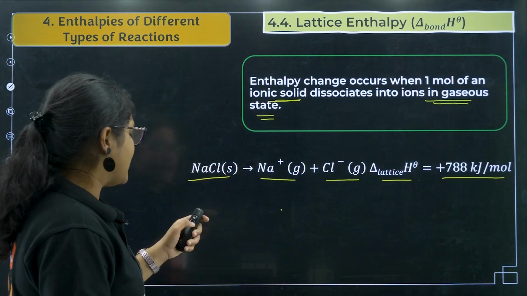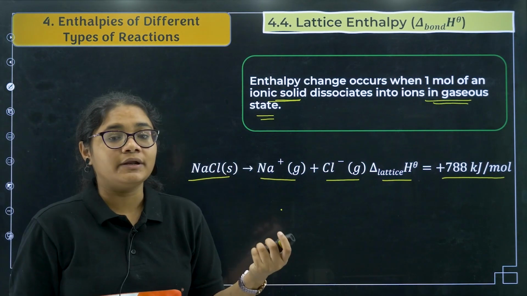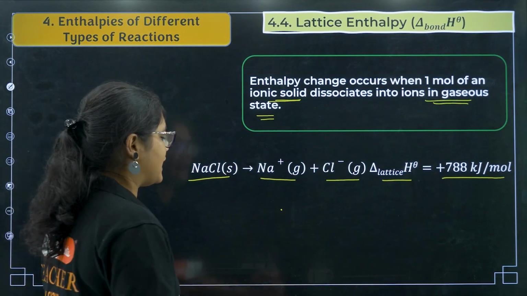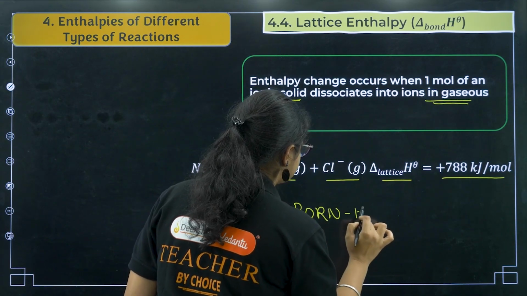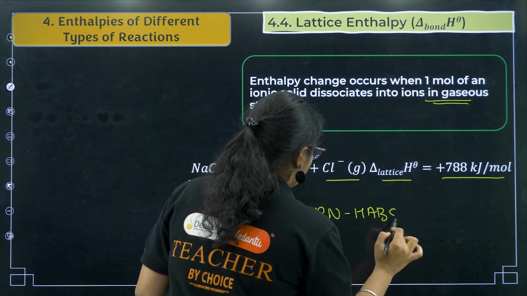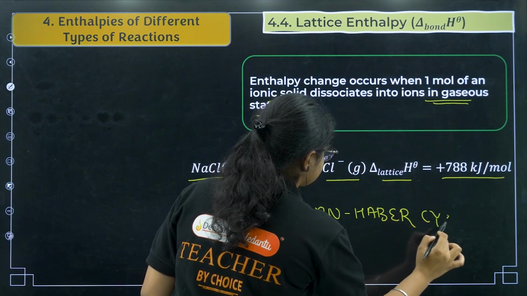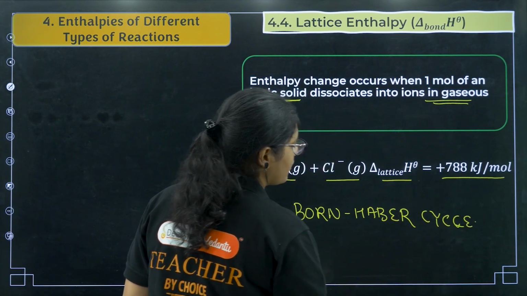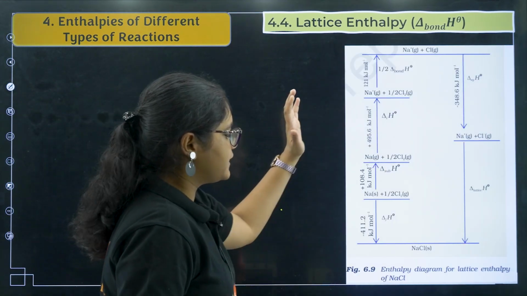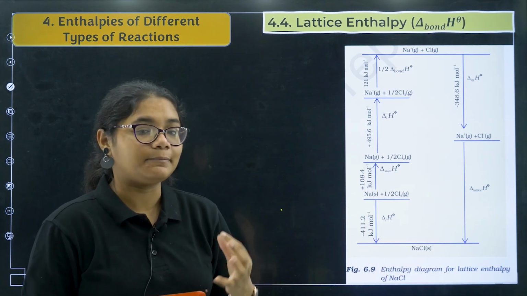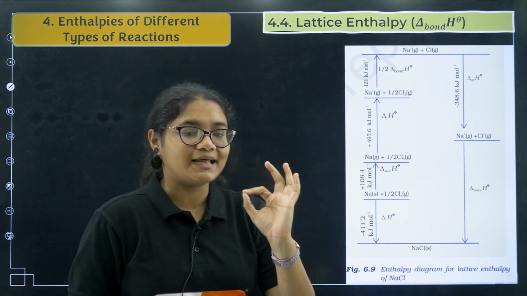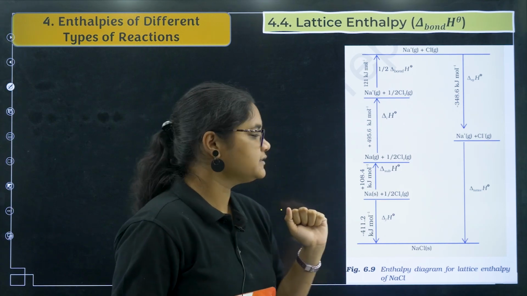Okay, now this lattice enthalpy cannot be calculated directly. So to calculate the lattice enthalpy, we need something called the Born-Haber cycle. Now see, what is the Born-Haber cycle? Now this is an example of a Born-Haber cycle to calculate the lattice enthalpy of NaCl. Now how exactly is NaCl formed? So first step is what?